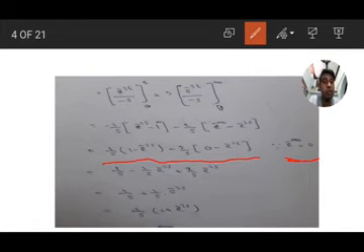By multiplying and simplifying, we get 1 by s minus 1 by s into e to the power of minus 2s, plus 2 by s into e to the power of minus 2s.